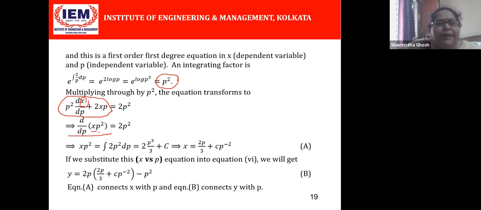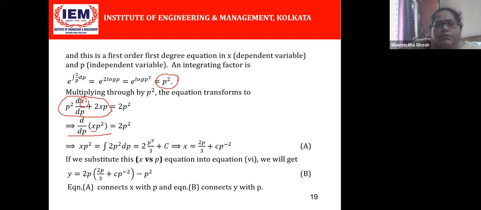After multiplying with the integrating factor, the equation becomes exact, so we are able to write it as d of something. If you want a check, please do it. If I differentiate x, I will get one term, p squared dx/dp, that is the first one. And if I differentiate p squared, I will get 2xp. So obviously this matches with d/dp of xp squared. And the right hand side is 2p squared. Next step is to integrate. The left hand side gives me xp squared. The right hand side, 2p squared, gives 2p cubed by 3 plus a constant of integration. So maybe I divide by p squared.